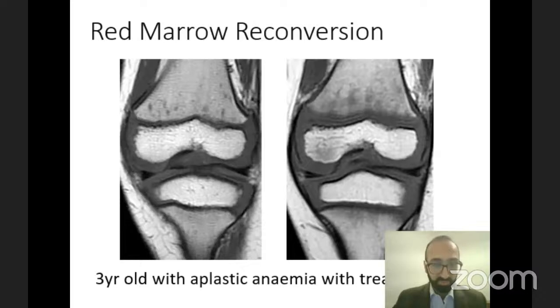And this is an example of red marrow conversion in a 3-year-old who's got aplastic anemia. You can see these little islands of low signal red marrow, very similar to that diagram we saw, and with treatment there's been some red marrow conversion as a response.